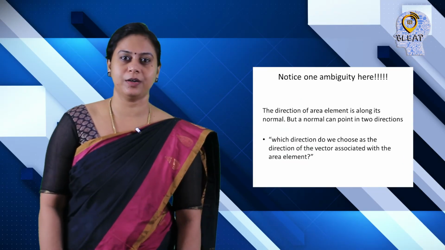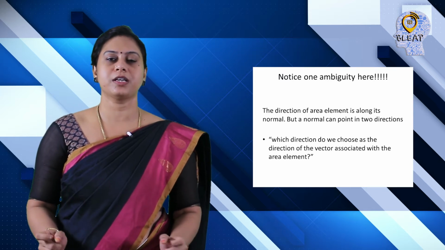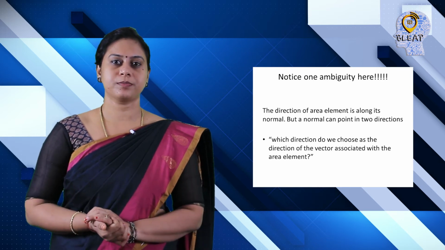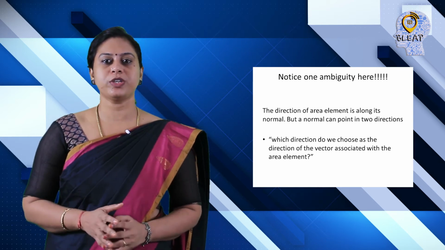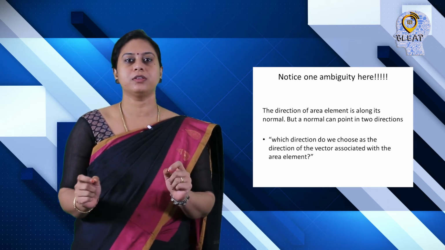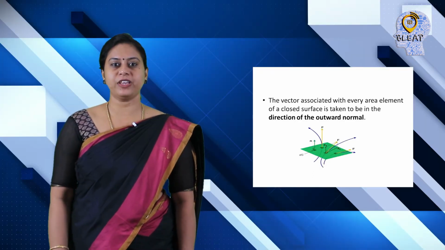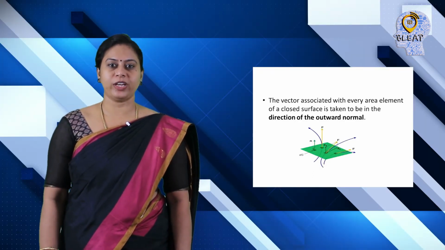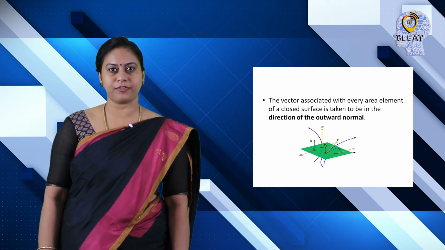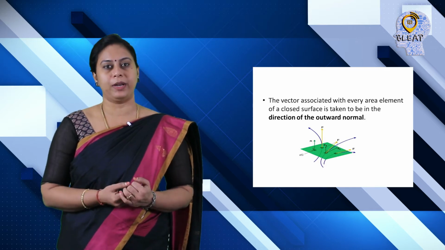Notice an ambiguity here. The direction of area element is along its normal. But normal can point two directions. Then which direction do we choose as the direction of the vector associated with the area element? Just think. Yes. By observing the diagram, you may understand that the vector associated with every area element of a closed surface is taken to be in direction the outward normal.